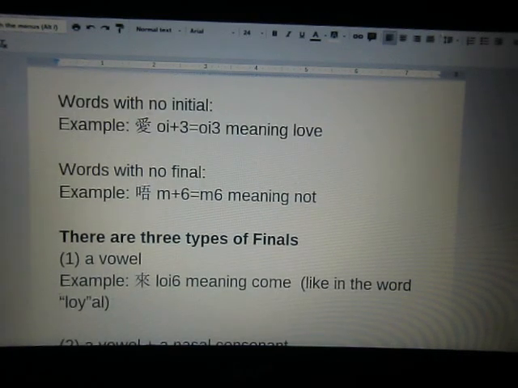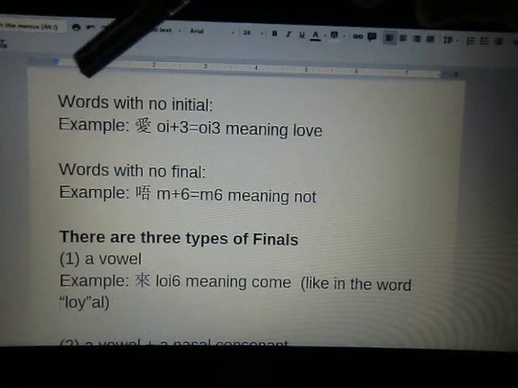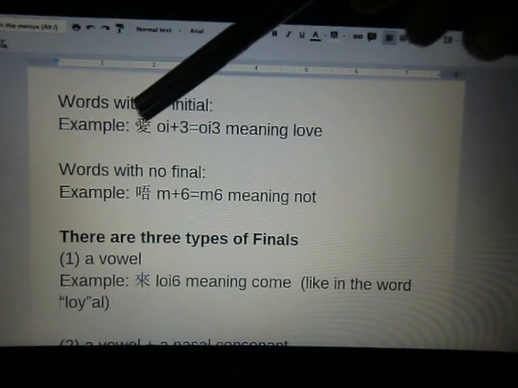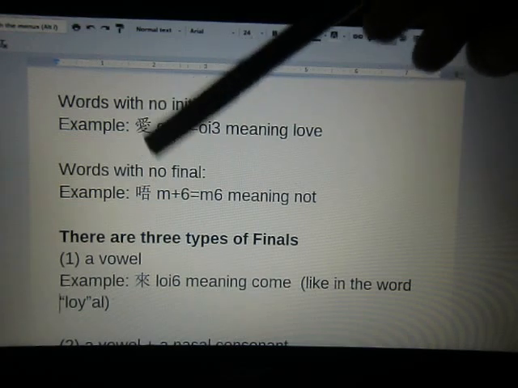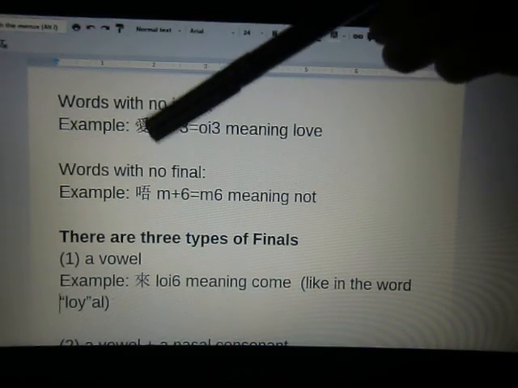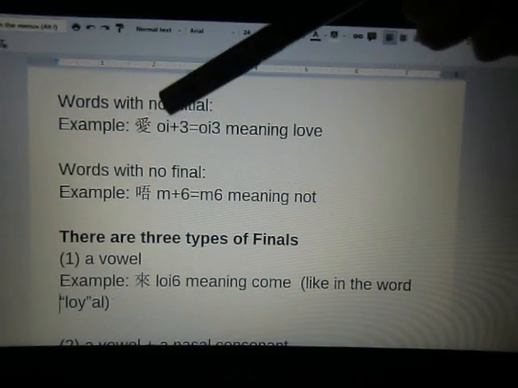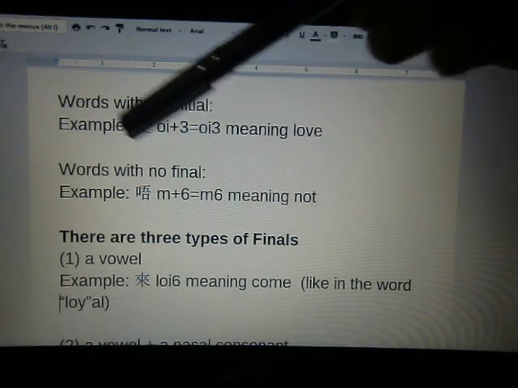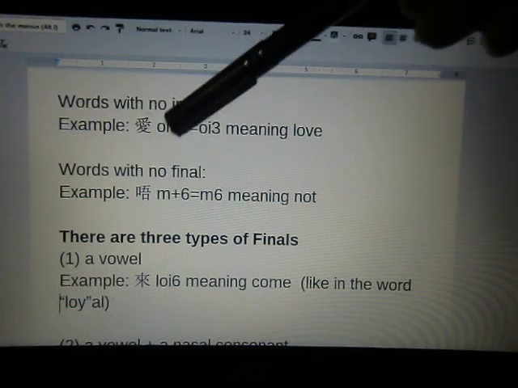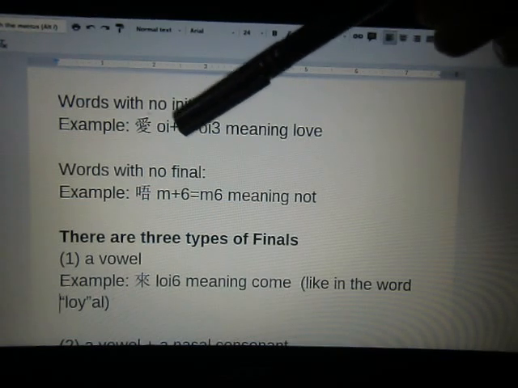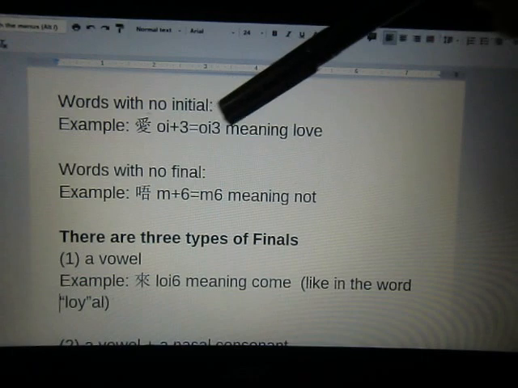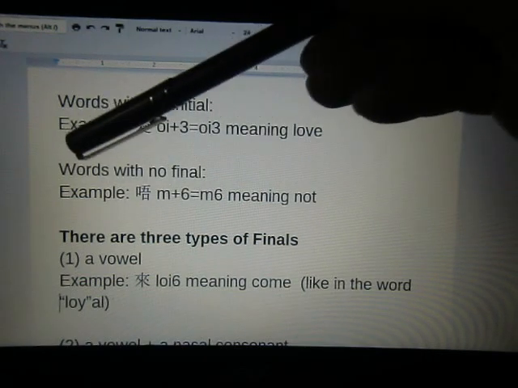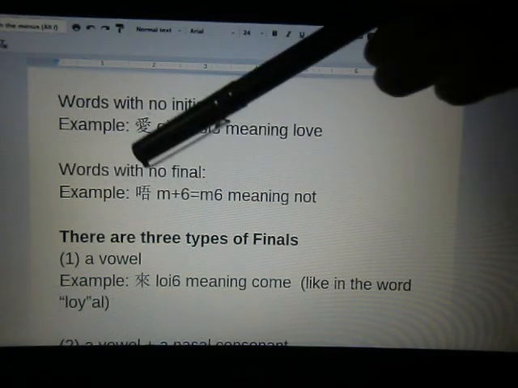Okay, there are words that have no initial. For example, in the word oi, meaning love, right? Oi has no initial. Right? So an initial normally is a consonant. So you can see that there is no consonant here. So that means we have just the final, right? Plus a tone. Right? We always need a tone. Right? So oi means love. Oi. And then we also have words with no finals.